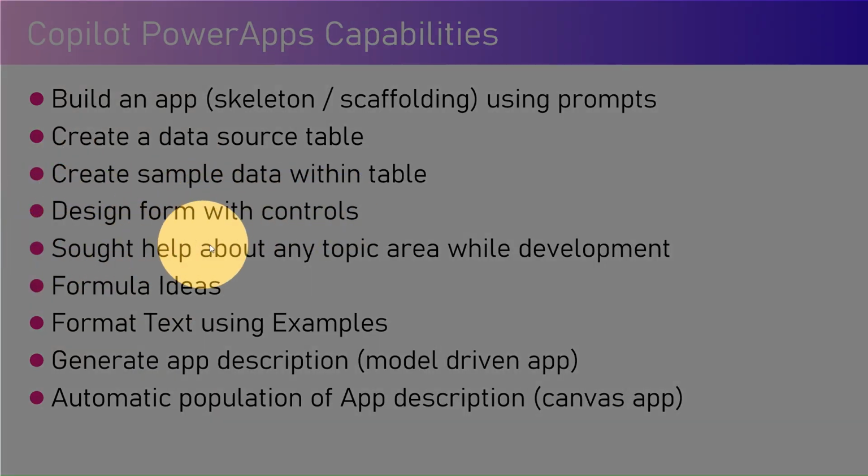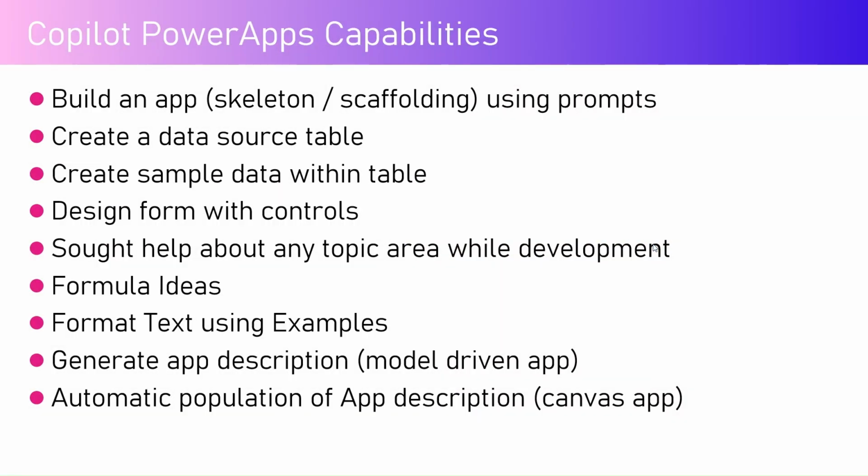You can also seek help about any topic area while development, like if you are building a Power App and if you want to know how to integrate Power Automate or an HTTP connector within Power Automate, or maybe if you want to have some sort of a query with regards to the formula bar, then those things you can ask within the Copilot. There are formula ideas and format text using examples.